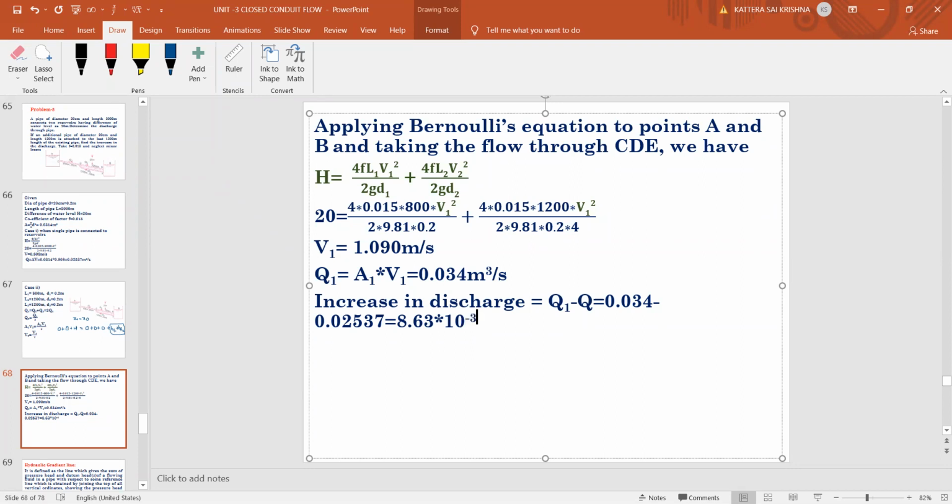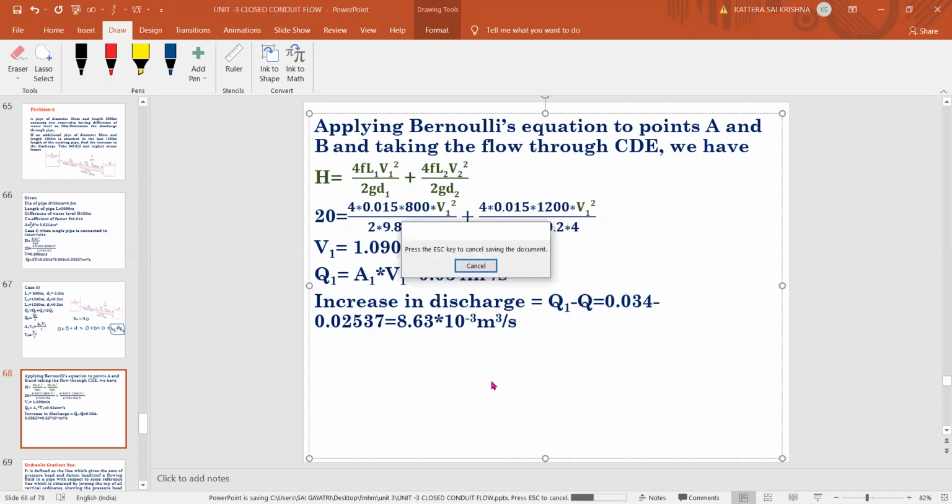Okay, so this is the increase in the discharge in meter cube per second. Okay, so increase in the discharge when you're keeping a parallel pipe is calculated in this way. Right? If you have any doubt, you can ask. Otherwise, we'll go for the next topic.